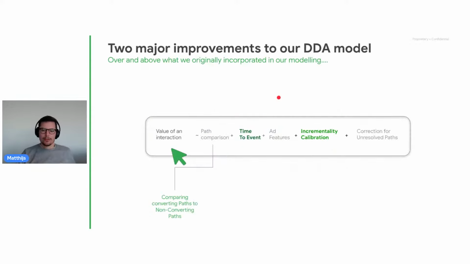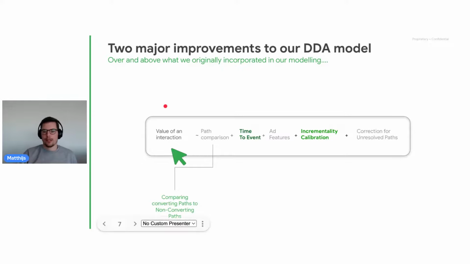And then the model itself. For those of you who have been around, you've probably heard parts of this conversation already, but we've made two major improvements to our DDA model. And this is why we think that our current model is actually our most powerful model. And therefore, we also think that you might find benefit in using GA4 DDA.